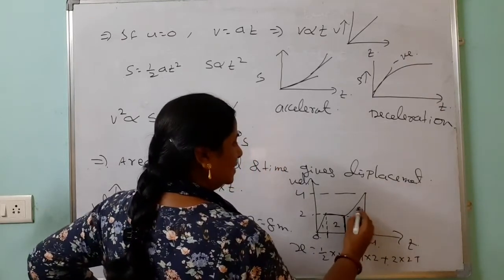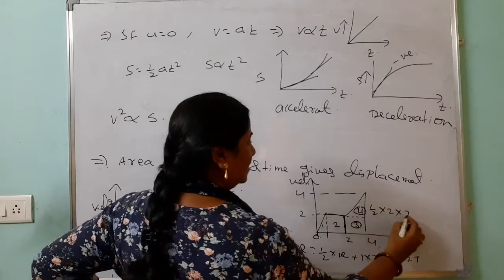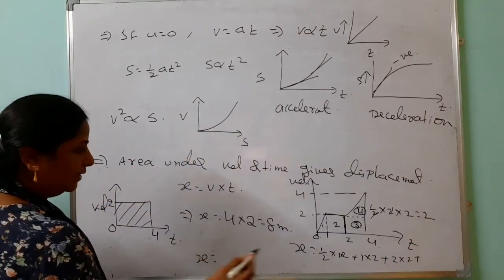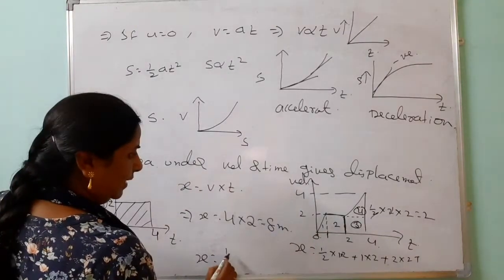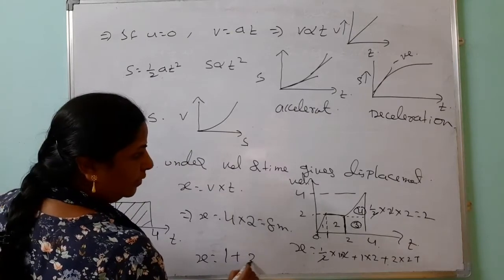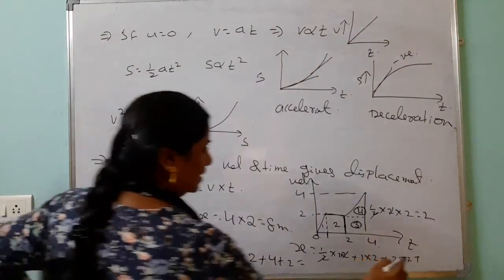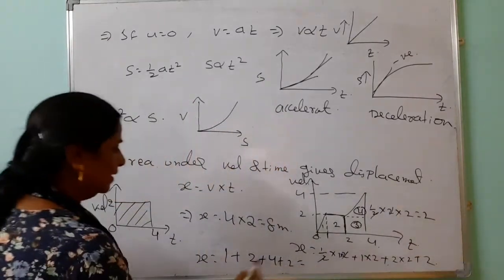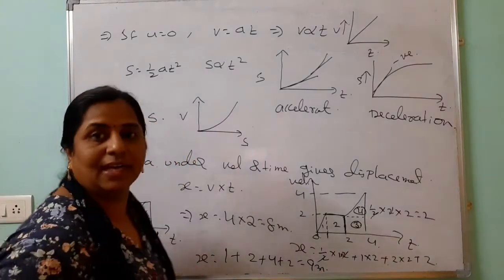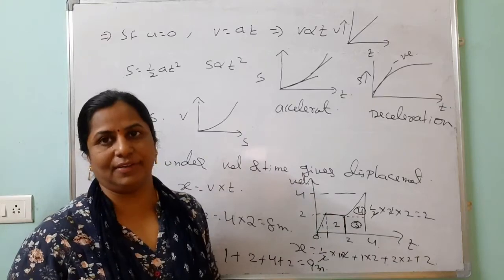Then fourth part is half into base, how much? 2, then height is also 2. So this is 2. When we are adding all this, we can find out the area. So 1 by 2 into 2, plus 2 plus 4 plus 2. Then finally you are getting 6 plus 3, 9 meters. So from the graph also we are able to find out the distance, displacement and whatever it is.